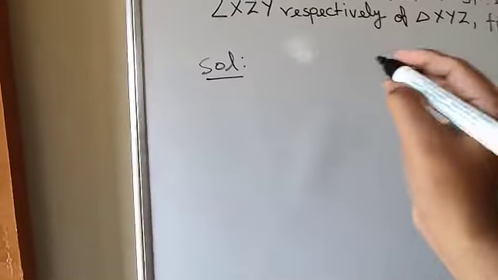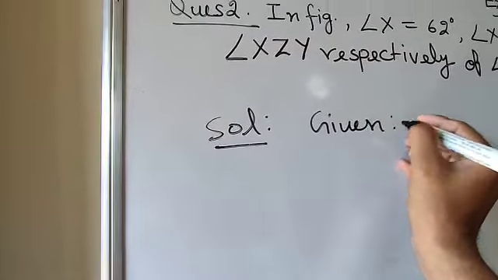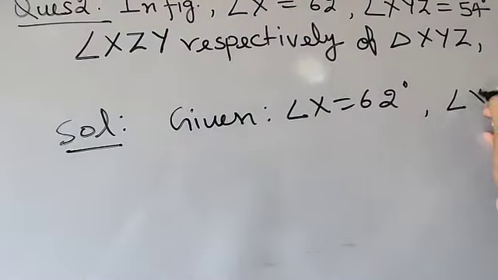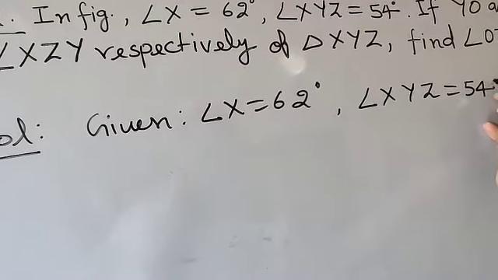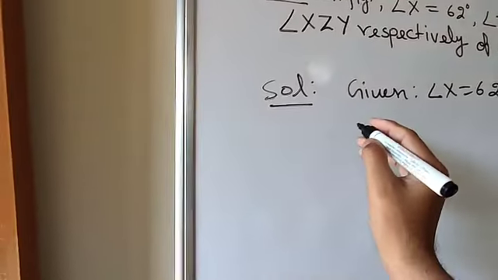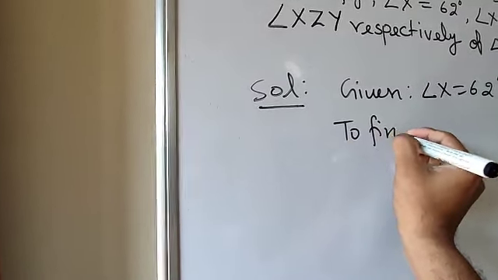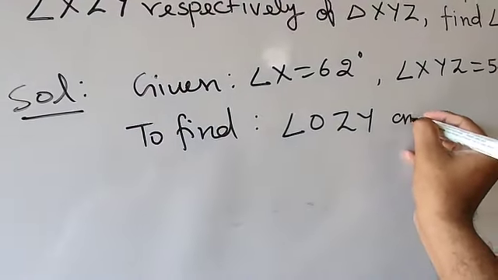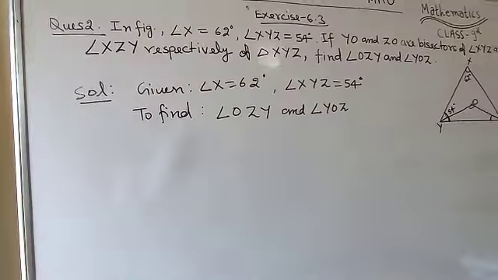So students, it is given that angle X equals 62 degrees, angle XYZ equals 54 degrees, and what you need to find? You are going to find angle OZY and angle YOZ. You need to find these two angles.